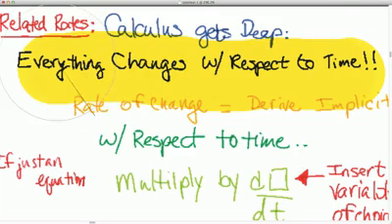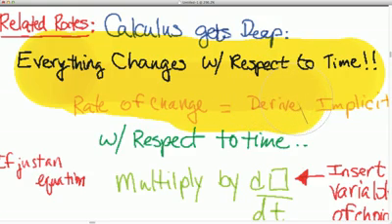What does that have to do with calculus, you might ask? Well, what is a rate of change but a derivative? And what do we derive? Well, we derive with respect to time.